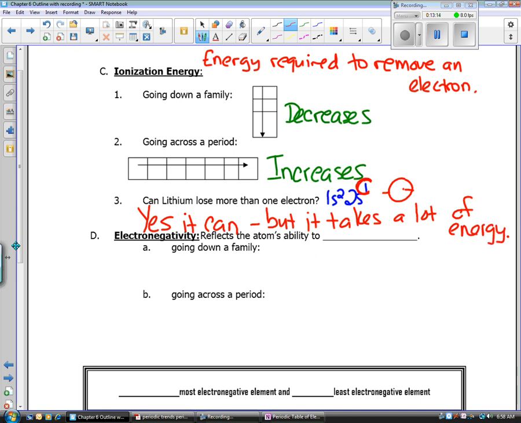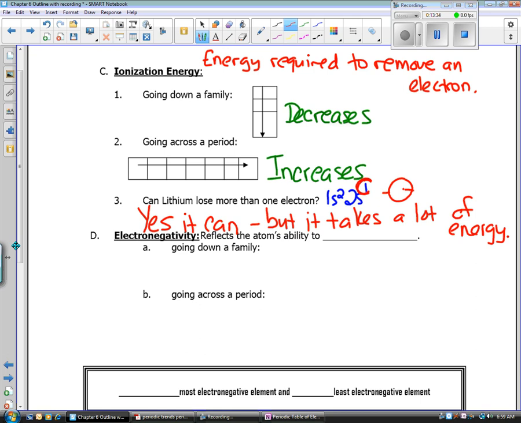Now, for ionization energy, noble gases don't really come into it, because they're not going to gain or lose an electron. So they'll always have the highest ionization energy. But this one, once it's already lost one, it's going to take a lot more energy to lose more. So you have to be careful of those ions, especially the cations.